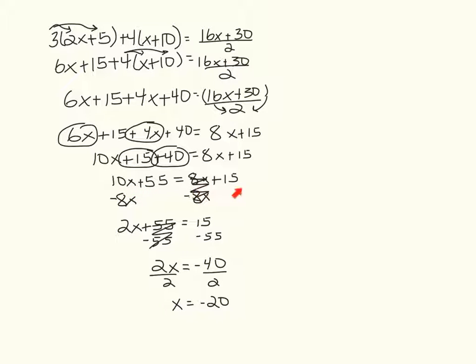At this point, it was in its most simple format, so I started to get all the x's on the same side. The opposite of a positive 8x is a negative 8x. Rewrote the problem. The opposite of a positive 55 is a negative 55, and I rewrote the problem. The opposite of a times 2 is a divide 2 on both sides, and I rewrote the problem, and I was done. X equals negative 20.